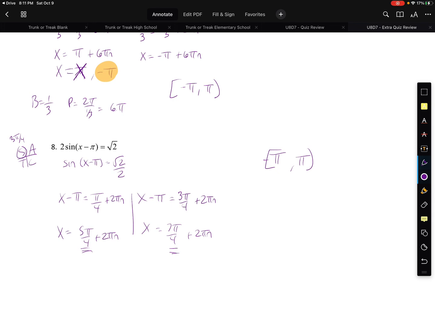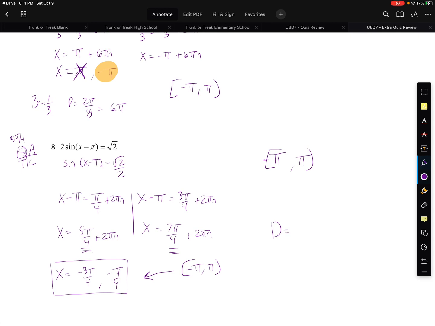So usually we add 2 pi, but here we can actually subtract 2 pi. If I subtract 2 pi, I get negative 3 pi over 4. If I subtract another 2 pi, I'm outside the range. For the second piece, minus 2 pi gives me negative pi over 4, and if I subtract 2 pi again, I'm out of the range. Right? That's our answer. Since our problem here is saying between negative pi and pi, that's our answer.